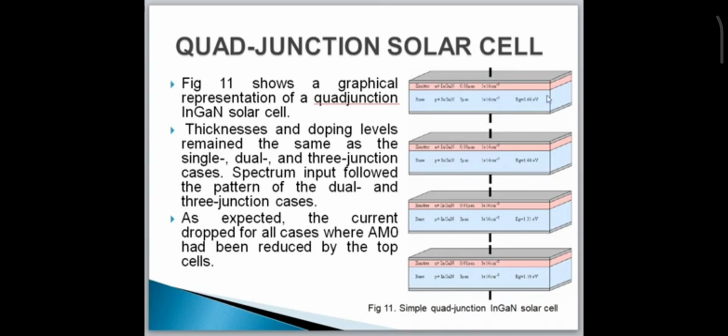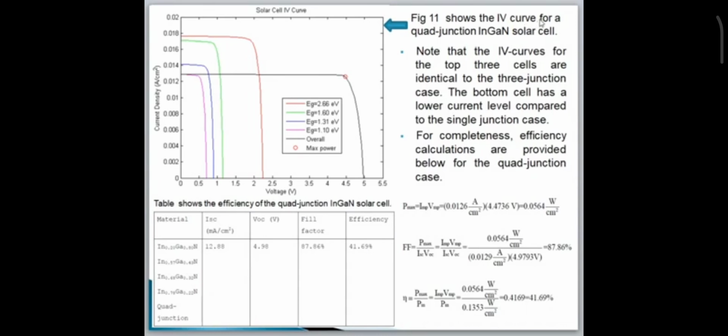The top cell has the same current voltage characteristics, but the remaining three cells have reduced current voltage characteristics as compared to the individual junction solar cells. The figure shows the current voltage of the quad junction solar cell. Note that the current voltage characteristics of the top three cells are identical to the 3-junction case. These are red, green and blue. The fourth and innermost junction cell has reduced current voltage characteristics, and the last cell has an energy band gap of 1.1 electron volt.